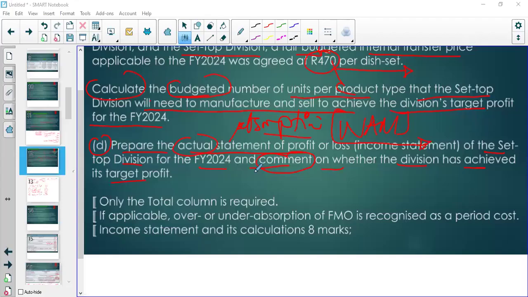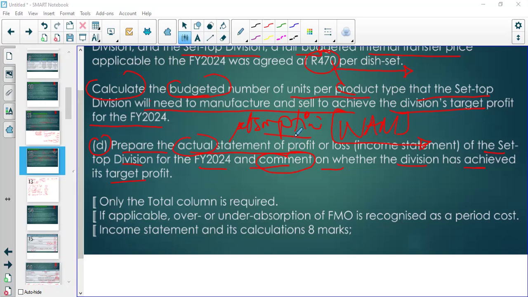All right, so that's going to be a very easy job for us to do, preparing the actual statement. And I'll always remind you that you would underline the word actual, and you picking up your figures. You picking up the figures. You wouldn't want to pick figures from the budgeted and then lose your mark. So just be on the lookout for that.